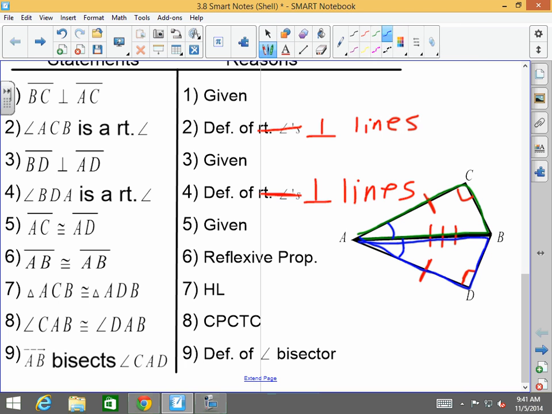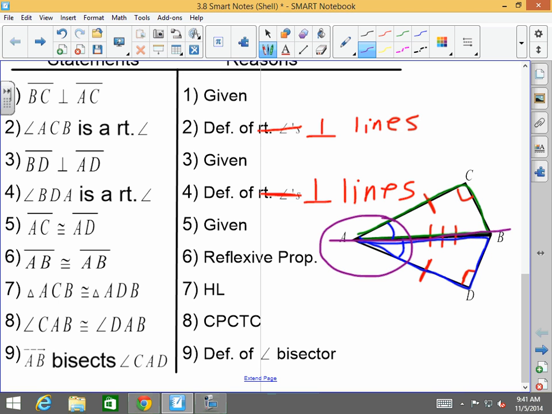My brother, thank you for your honesty. Look, if this AB bisects this whole angle, doesn't it cut these two into perfect halves? Which I proved in step number 8. Does that make sense, my man? Thank you, sir. Yes, sir.